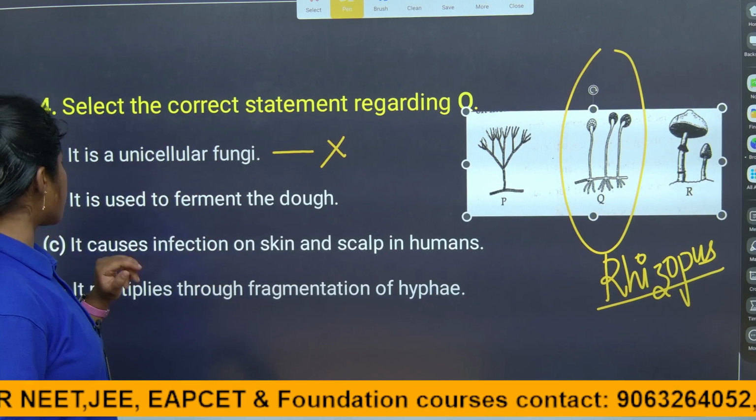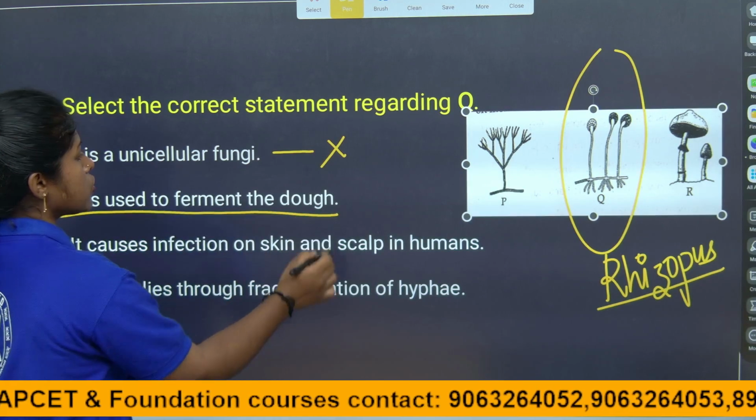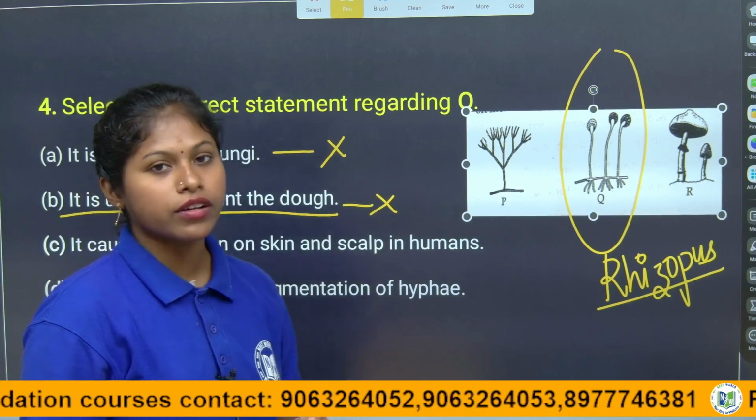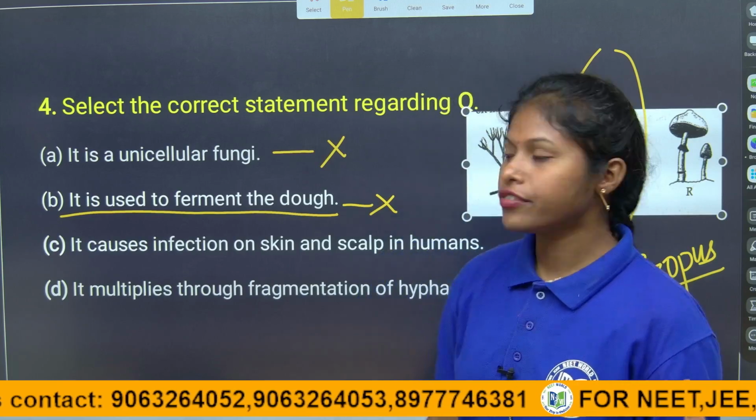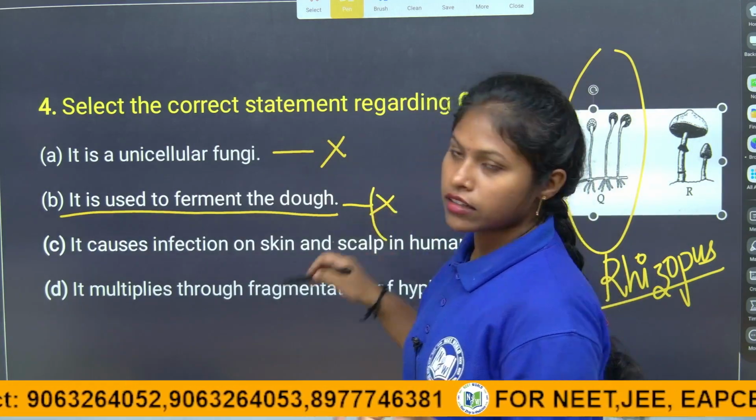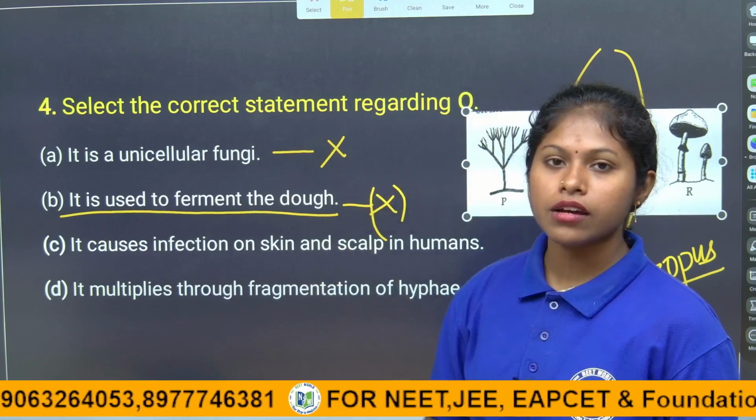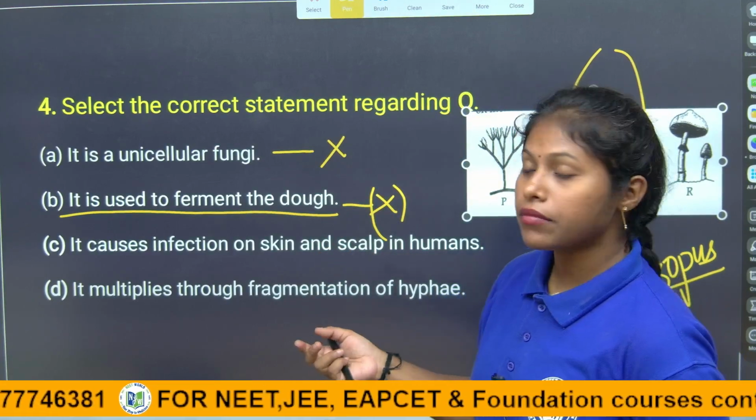And the next option: it is used for fermentation of dough. It is also a wrong statement. Yeast, a unicellular fungi, is used for the fermentation that occurs in the dough of idli or bread. The fermentation process occurs by the fungal microorganism yeast.